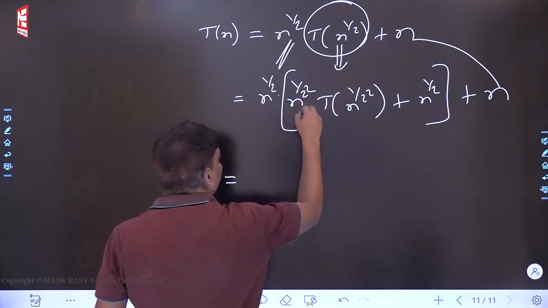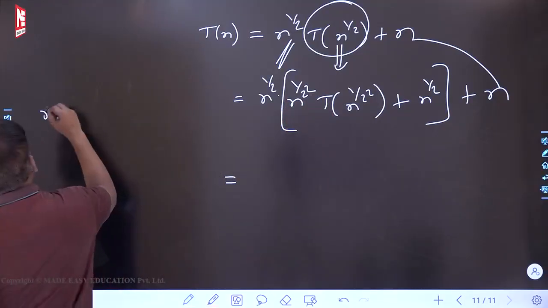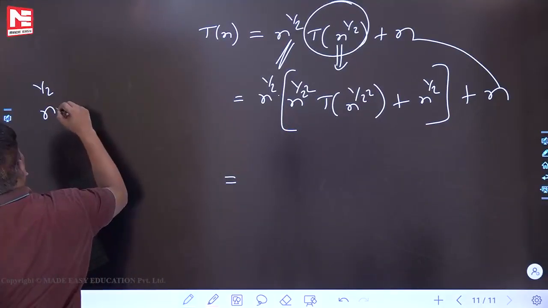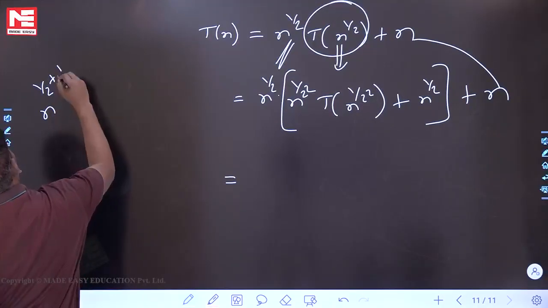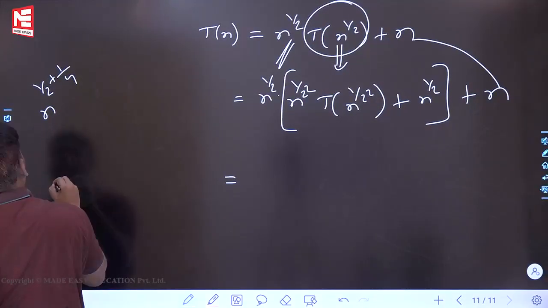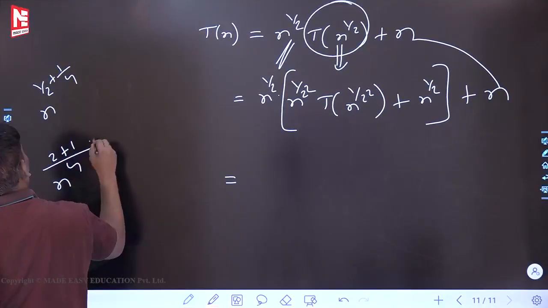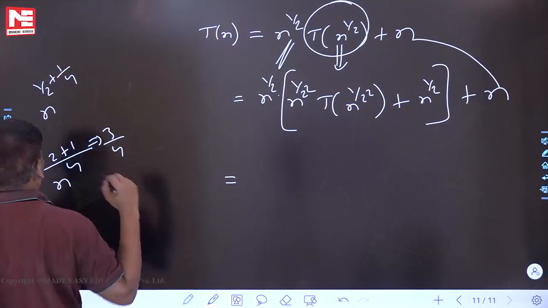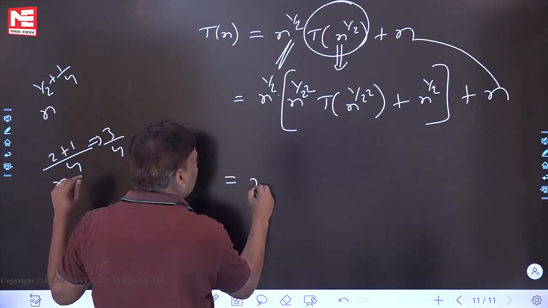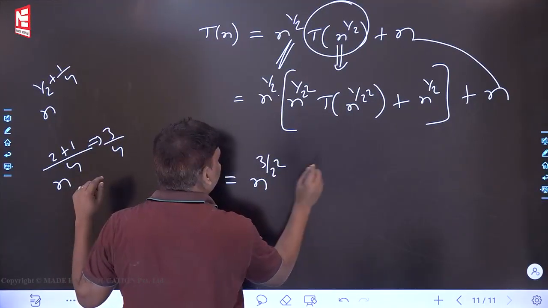N power 1 by 2 into n power 1 by 4. What is the answer? It will become n power 1 by 2 plus 1 by 4. This will become n power, 4 here, 2 2's, 2 plus 1, which goes to 3 by 4. Right? Let me write it now. So it will become n power 3 by 2 square.